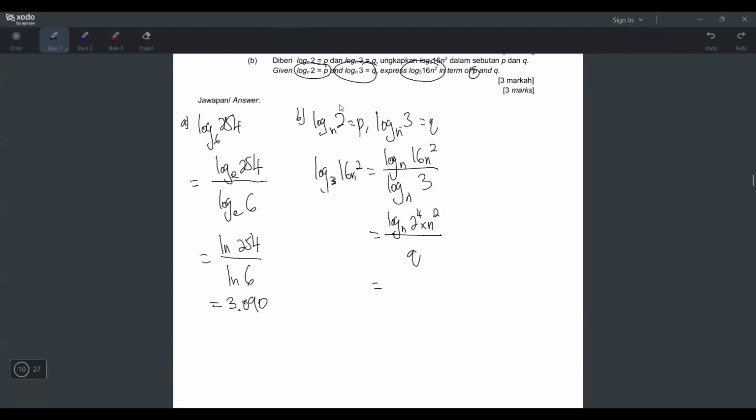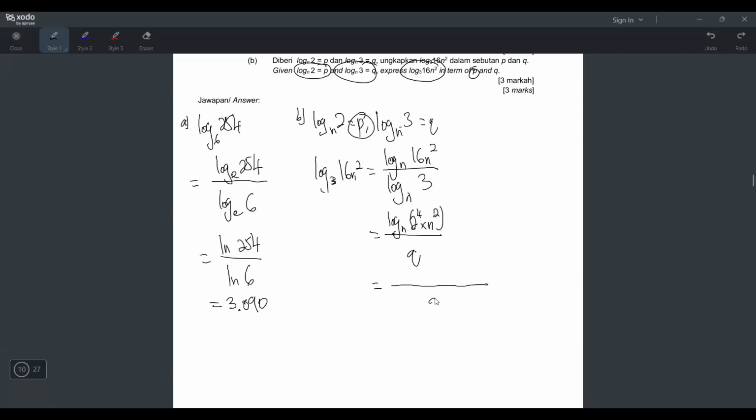A lot of students will tell me, oh sir, just straight away substitute P inside, so straight away write P power 4 like this. Hey, wrong, cannot. You cannot do like that. The reason is because this whole thing is together. The 2 power 4 times n squared is together. So you cannot just take out a part of it and substitute, cannot, cannot.